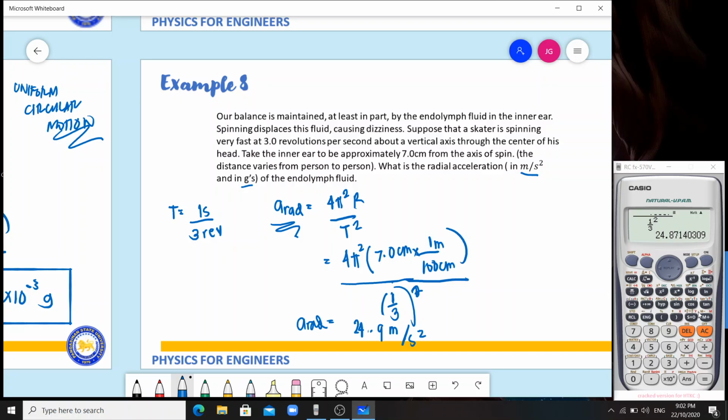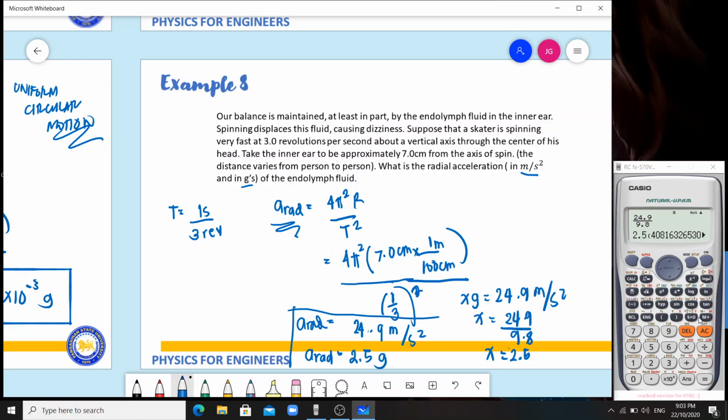Now in terms of fraction of g, x g equals 24.9 meter per second squared. So x is 24.9 over 9.8. Divided by 9.8, this is 2.5. Okay. So, in terms of g, our A rad is 2.5 g. So, this is the final answer. Now, let's proceed to the next.